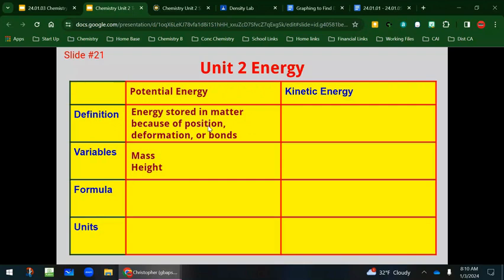Is the ball moving? No. So what kind of energy does it have? Potential. Why? Because of position. It's stored. Okay. And if I release it, it's going to do what? Fall. What causes it to fall? Gravity. Gravity, which creates kinetic energy because it then is moving. Okay? Why does the ball bounce back up when it hits the ground?